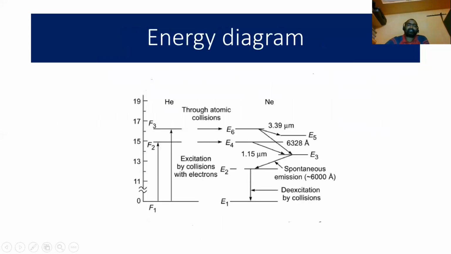Here you can see electrons collide with the ground state helium atom so that they may rise to either the F2 energy level or the F3 energy level. If you carefully observe the neon energy levels, E4 is very similar to F2 and E6 is very similar to F3. Which means that F2 of the helium energy level and E4 of the neon energy level are parallel energy levels. F3 of the helium atom and E6 of the neon atom are parallel energy levels.